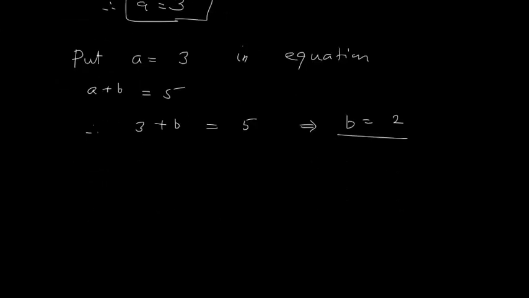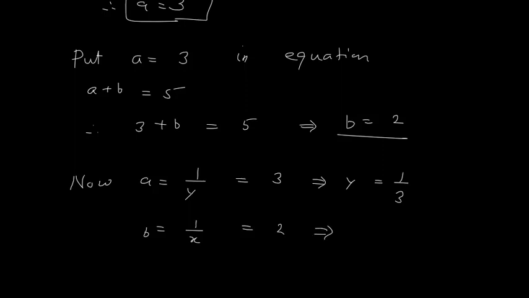Now a is equal to 1 upon y, which is equal to 3. So this gives me the value of y as 1 by 3, and b is equal to 1 upon x, the value of b is 2. So this gives me the value of x as 1 upon 2. So value of y is 1 upon 3 and value of x is 1 upon 2.